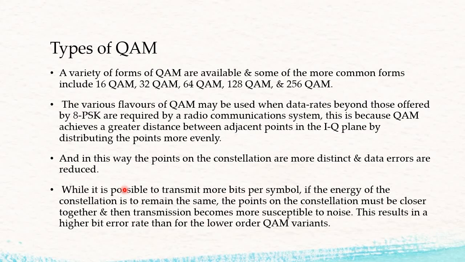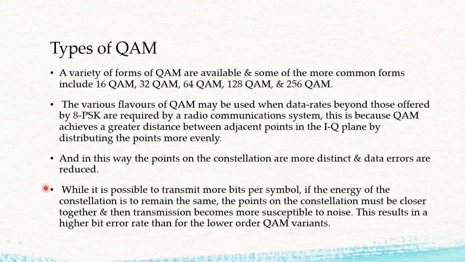Now the types of QAM. There are various varieties of QAM available, and some of the most common include 16 QAM, 32 QAM, 64 QAM, 128 and 256. The various flavors of QAM may be used when data rates beyond those offered by 8 PSK are required by a radio communication system. This is because QAM achieves a greater distance between adjacent points in the I and quadrature plane by distributing the points more evenly, and in this way the points on the constellation are more distinct and the data errors can be reduced.